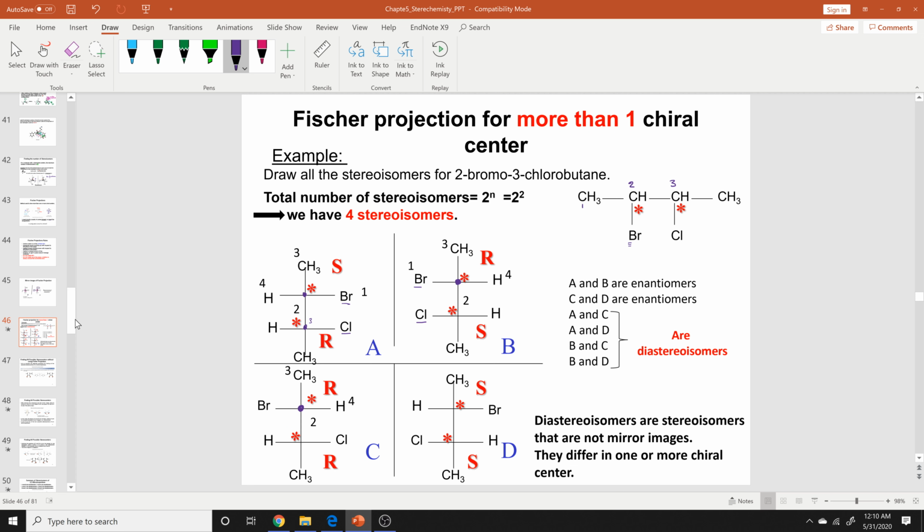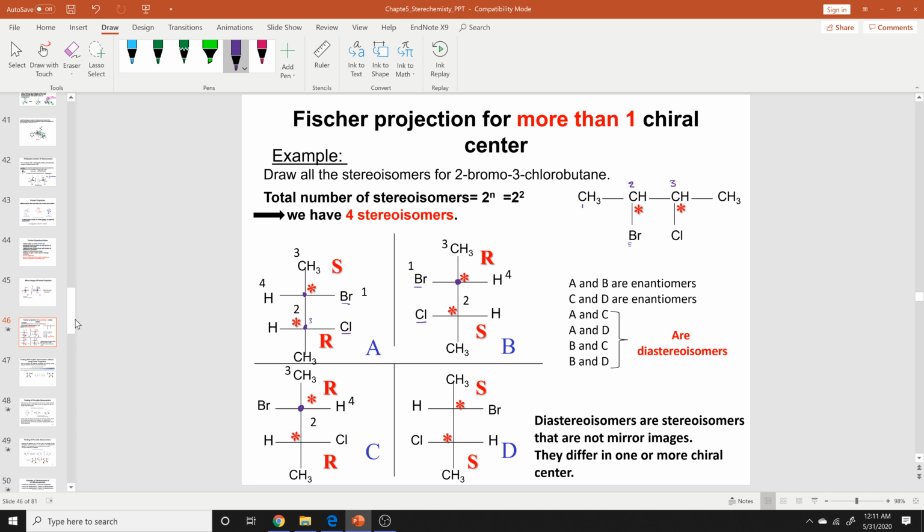And once you rotate, then you go ahead and get the mirror image for that rotation, and that will be your second pair of enantiomers. So A and B are going to be mirror images of each other. These are a pair of enantiomers. C and D are going to be mirror images of each other. This is your second pair of enantiomers. So you have a total of 1, 2, 3, and 4 stereoisomers. You have basically two pairs of enantiomers.